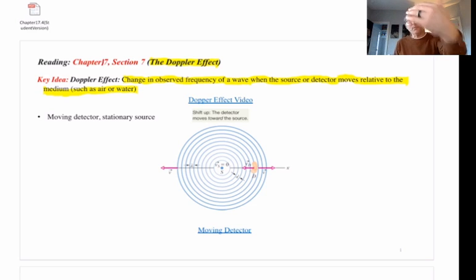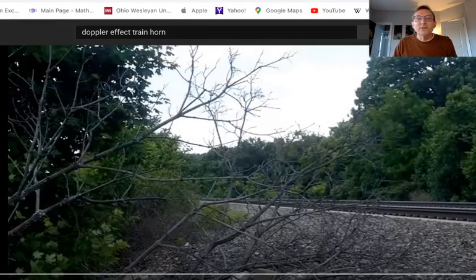Initially the train is approaching us, but then it passes us and goes by. So it changes from approaching us to going away from us, from approaching to receding. And our observed frequency, our detected frequency, clearly changes as the train switches from approaching to receding. That change in the observed frequency is very pronounced, and that's an example of the Doppler effect at work. So let me switch over to the YouTube video.